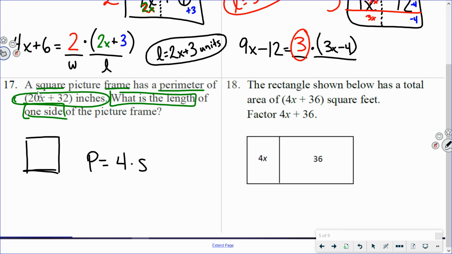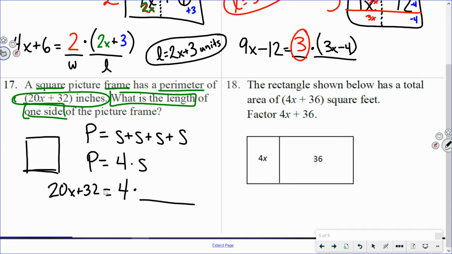Okay. Oh, I didn't need to do that. I could leave that up for just a moment. Now let's see what we know. We know what the perimeter is, 20x and 32. We know we have 4 of these. We simply don't know what this is. Aha, how about undistributing? How about coming up with a factor?